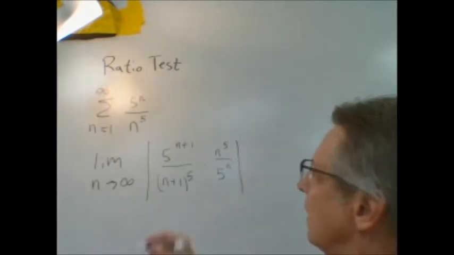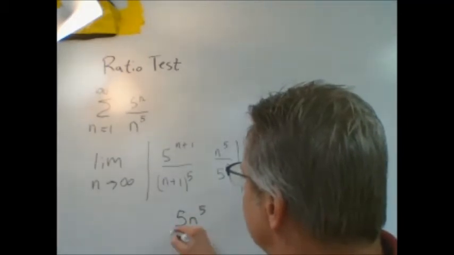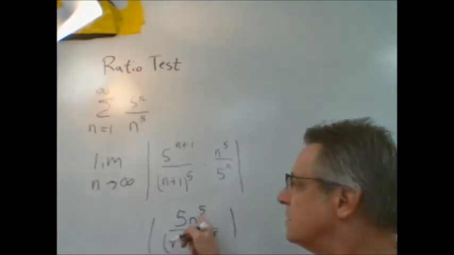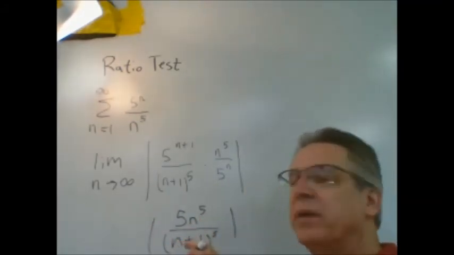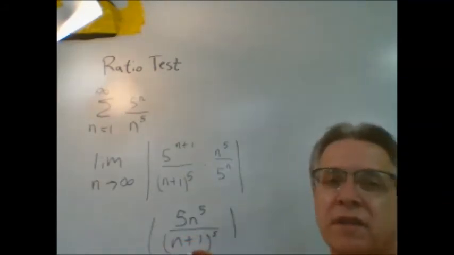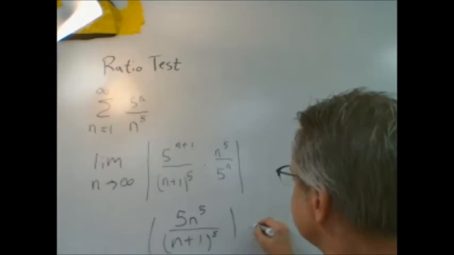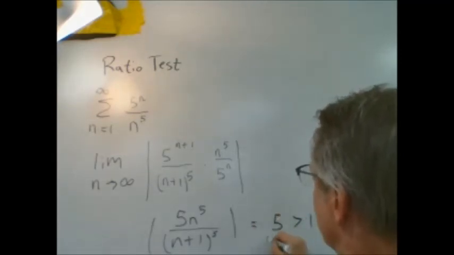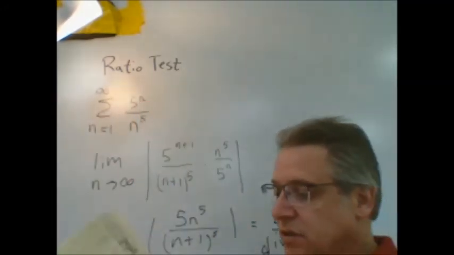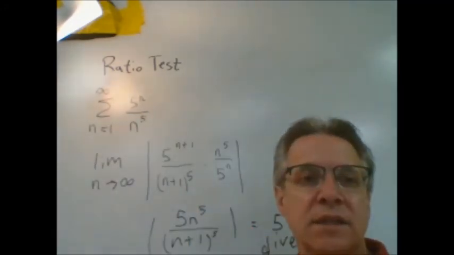And 5 to the n plus 1 over 5 to the n will just be 5. And then we have n to the 5th all over n plus 1 to the 5th. For very big numbers, this will just end up being n to the 5th over n to the 5th, which will cancel out and will just give us a 5. And 5 is greater than 1, and so this diverges. And so the ratio test shows us that if you have some constant to the n power, that's always going to grow faster than an n to that constant.